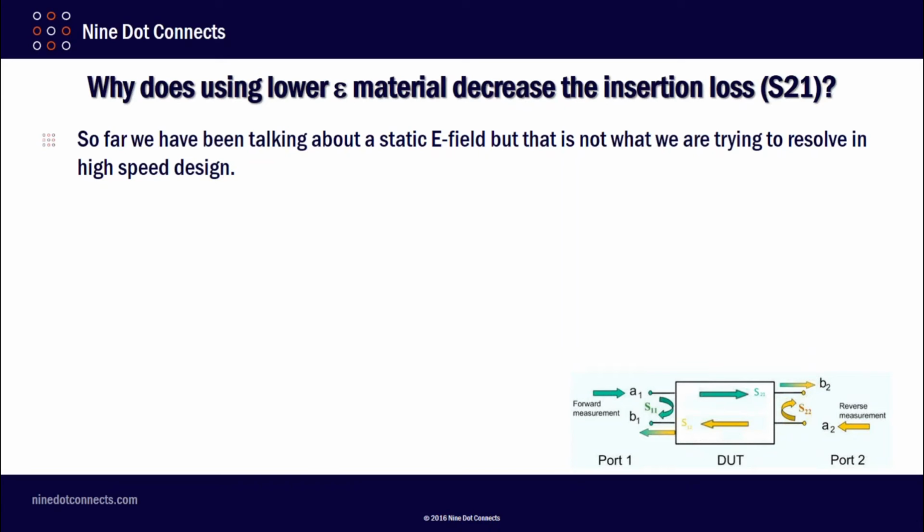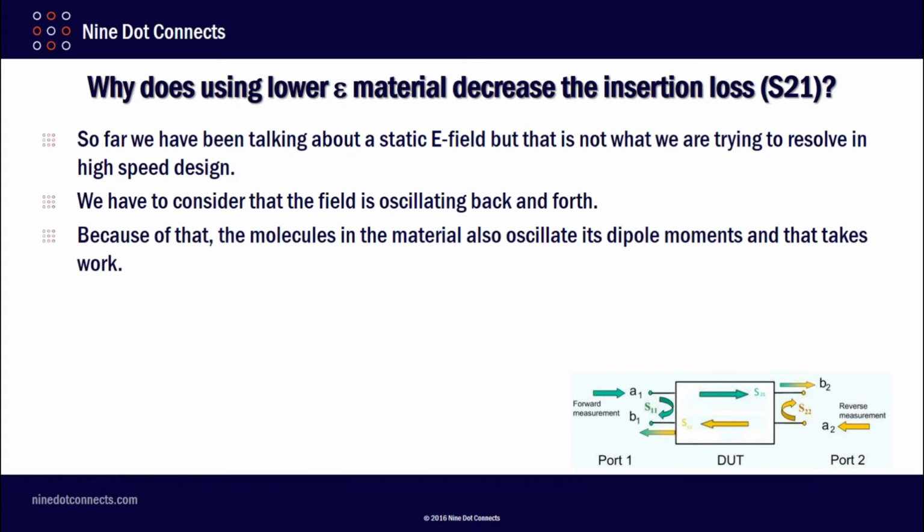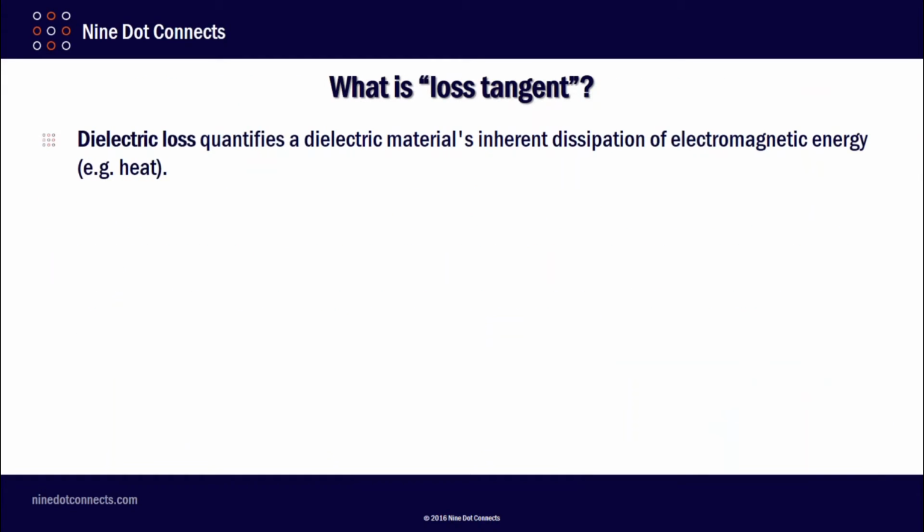So far, we've been talking about a static E field, but that is not what we're trying to resolve in high-speed design. We have to consider the fact that the field is oscillating back and forth. Because of that, the molecules in the material are going to oscillate their dipole moments, and that takes work. Lowering the relative permittivity decreases that work. Less work changing those moments will then leave more energy to propagate. Now, the second aspect of material property when you're picking a PCB has to do with the term called loss tangent.